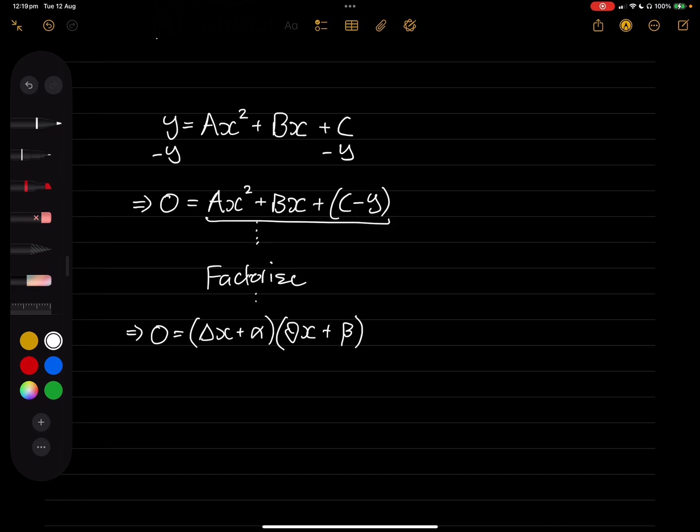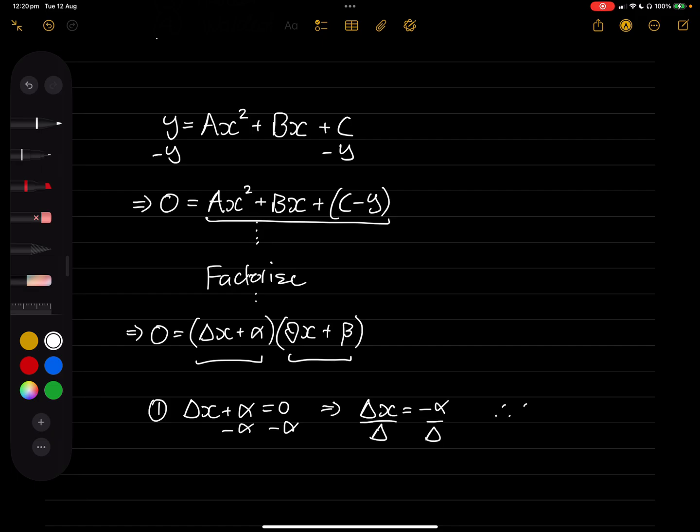Once you have factored down to this step, the way we solve is we set each of these bracketed terms equal to 0. So the first one, we get delta x plus alpha equals 0, minus alpha from both sides. We get delta x equals minus alpha, divide both sides by delta, and this tells us that the first solution, x1, is minus alpha on delta.